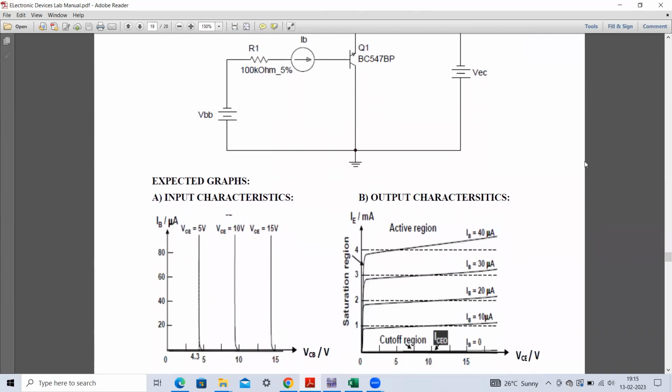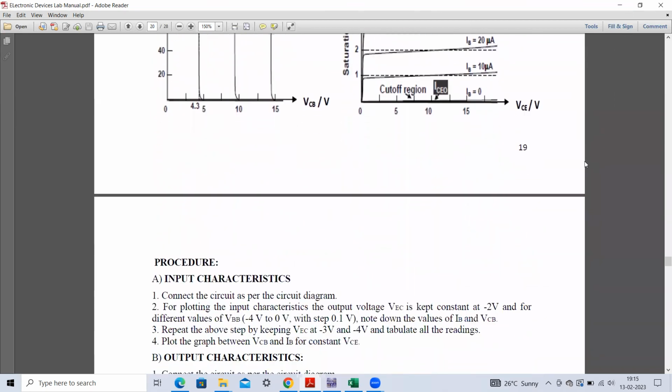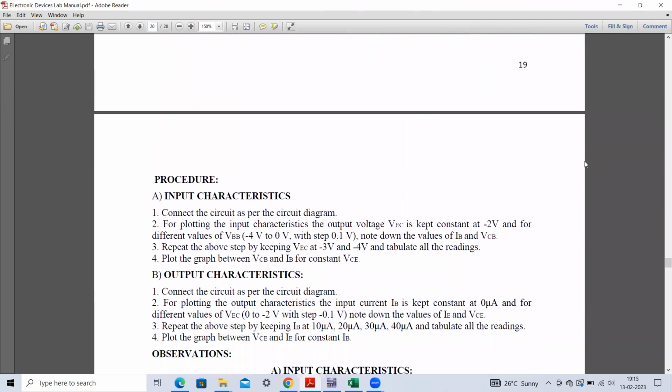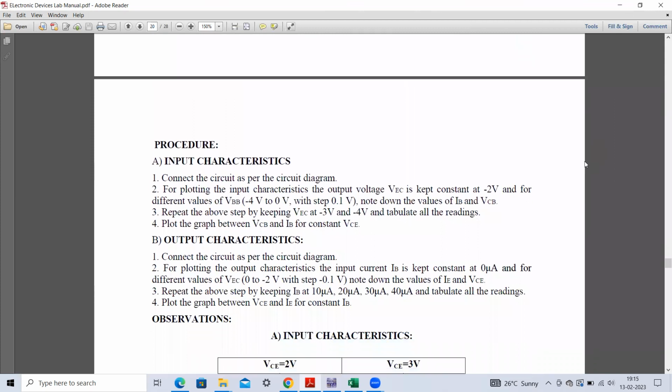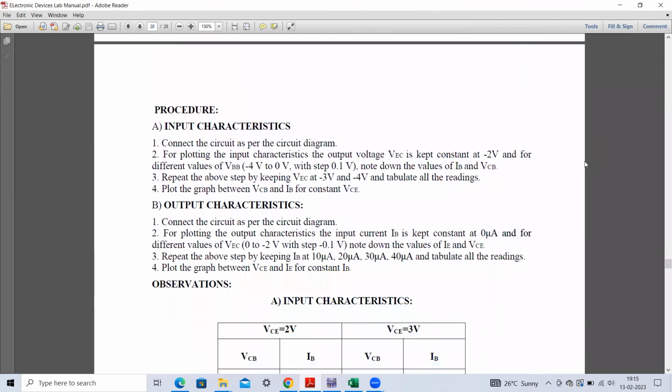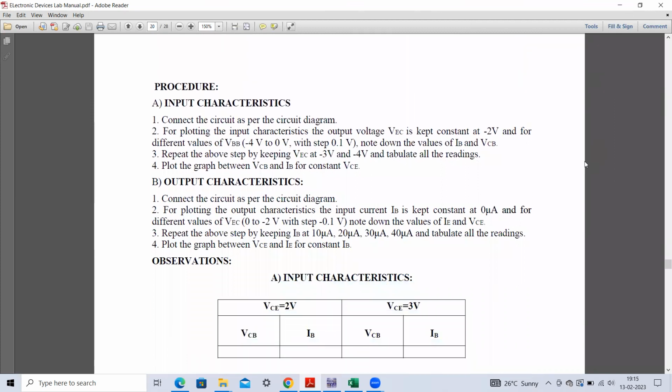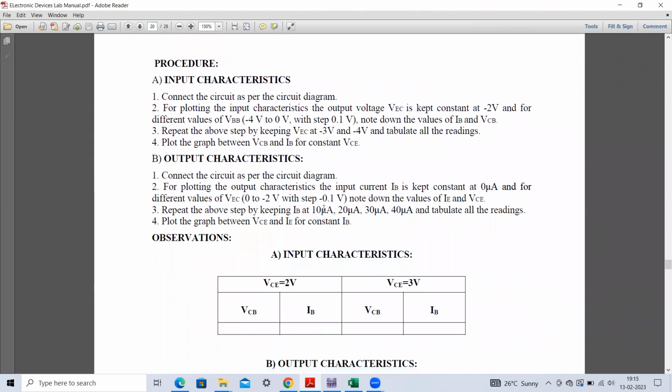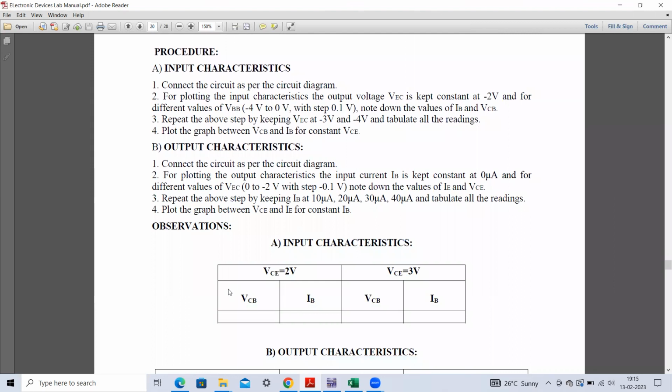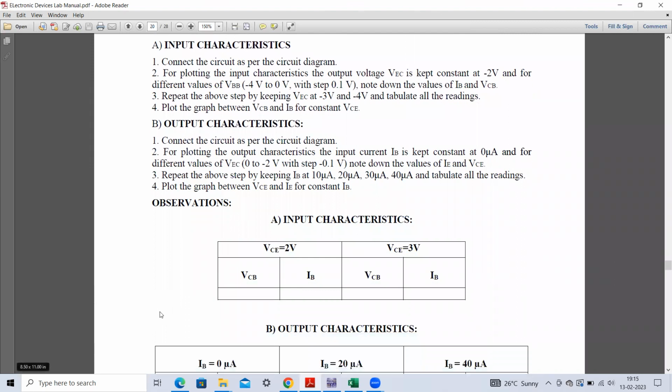So here I have written several steps, a few steps. You can note down these steps. If it is required, I will be explaining it on the MultiSim. So this way you have to perform. You can just follow all these steps. Just go through it, read it out, and then you can proceed.